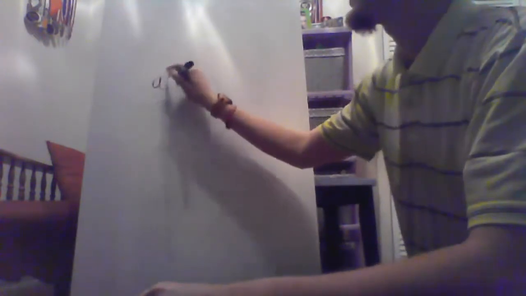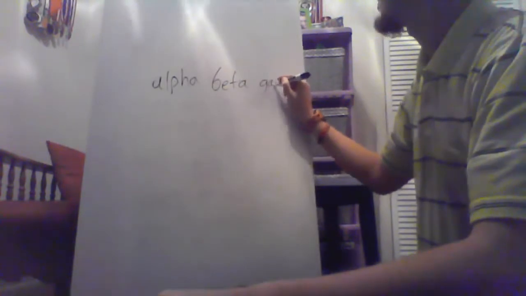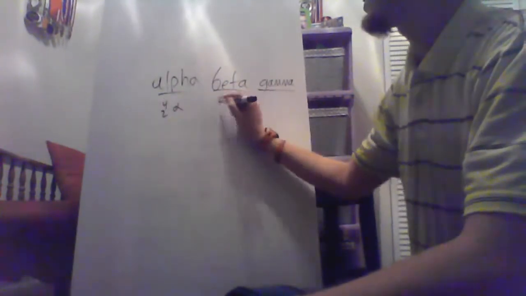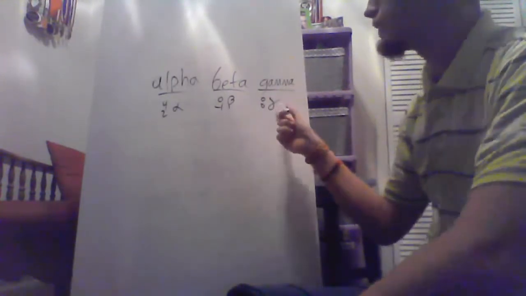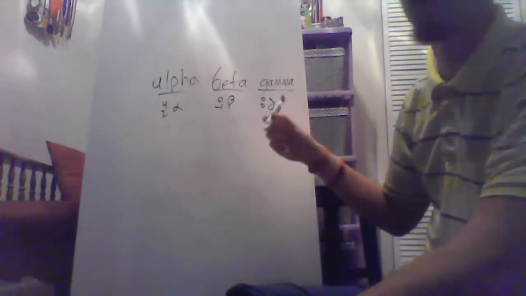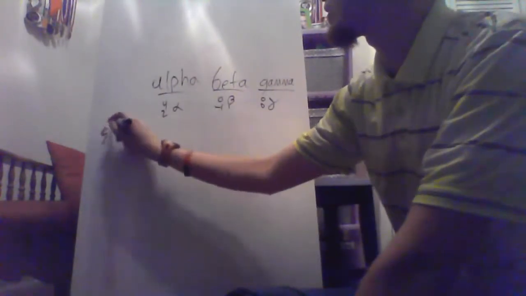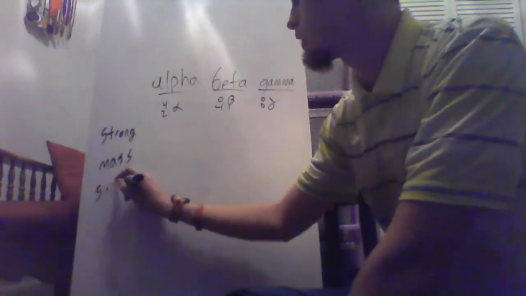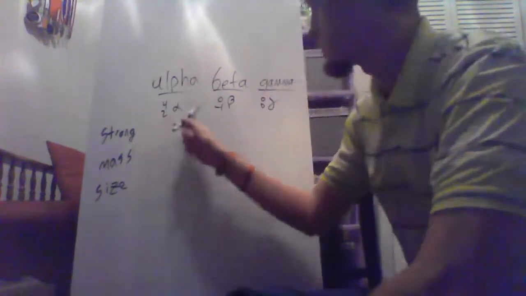Okay, cool. All right, so the three particles are alpha, beta, and gamma. Alpha particles, as we talked about, 4-2, beta, 0, negative 1, gamma, pure energy, and it's going to have a mass and atomic number, obviously, of 0. But the cool thing here is, if we're talking about power, how strong they are, if we're talking about the mass, and if we're talking about the size, we are able to rank these things. The cool part about it is, what's the strongest one going to be? What's strongest? Alpha, beta, or gamma?